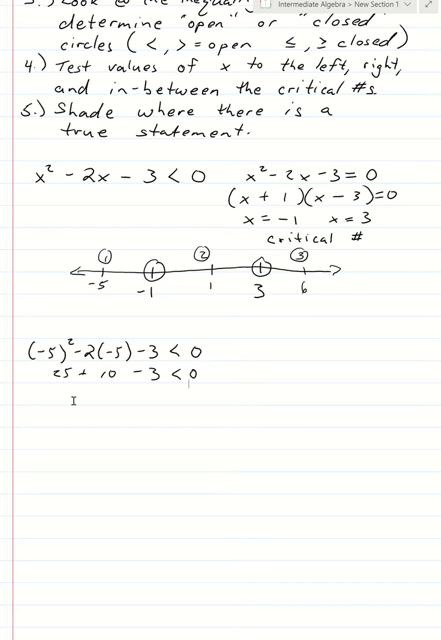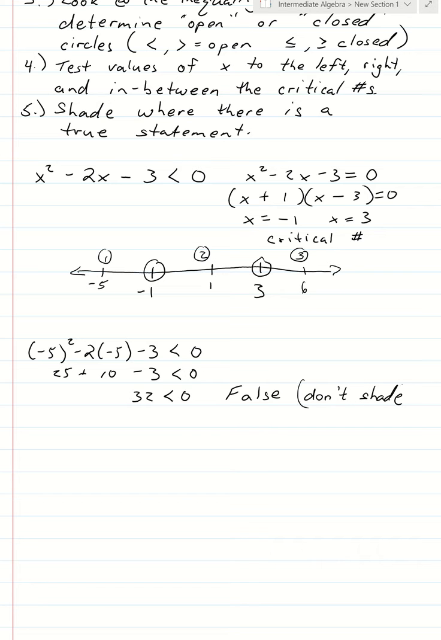And let's see what that would give us. 25 plus 10, that would be 35 minus 3, or 32. Now, is 32 less than 0? That's false. And that means since negative 5 produced a false statement, any other number that you were to pick in region 1 would also produce a false statement. And if it's false, that means you don't shade that region.